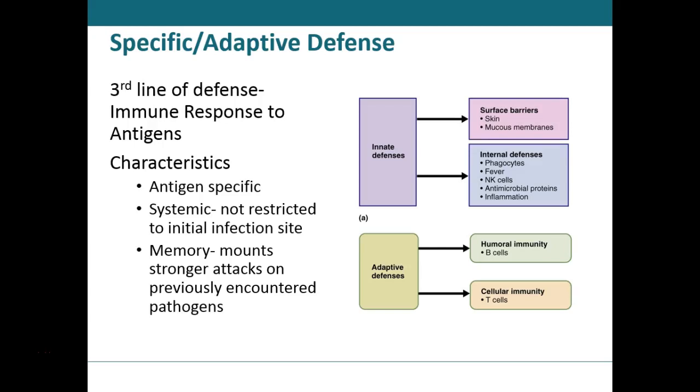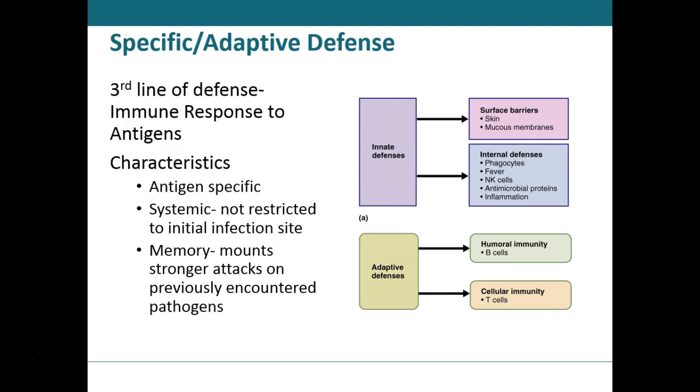Our third line of defense is the body's ability to defend itself against specific invading things, pathogens such as bacteria and viruses, toxins, and even foreign tissue. So this is called adaptive or specific immunity. Substances that are recognized as foreign and provoke an immune response are called antigens. That simply means antibody generators. So antigens are foreign substances that cause the immune system to respond by generating or creating antibodies.